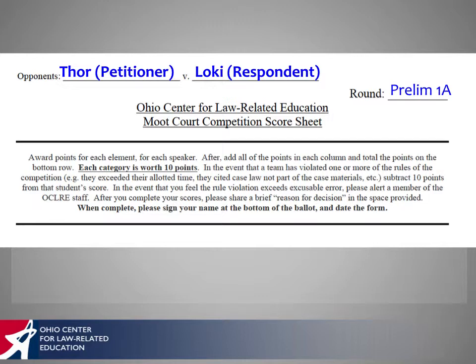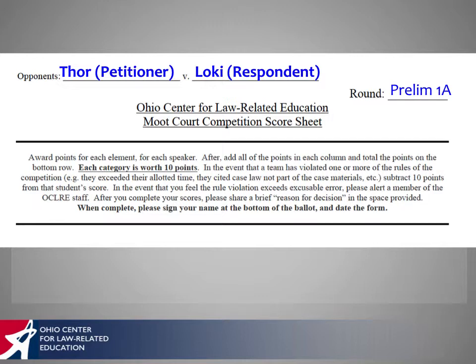The round is Prelim 1A, which means it is the first of the 4 prelim rounds. Judges are instructed to award each student a score out of a possible 10 points in all of the categories. There are 6 categories in all.